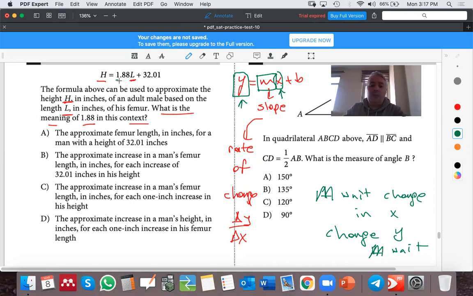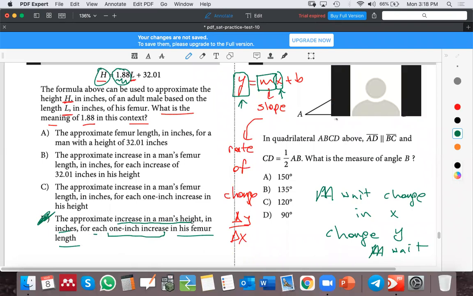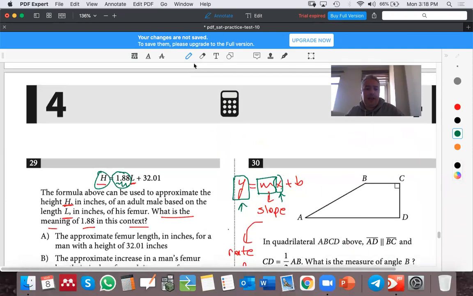So what is the slope 1.88 here? When I read all the alternatives, it means the approximate increase in a man's height, in inches, for each 1 inch increase in his femur length. So when x is increasing 1 unit, the y value is changing 1.88 units. That's the answer of the question. Is this okay? Yeah, great. Okay, good. Now, if it is okay, 30.